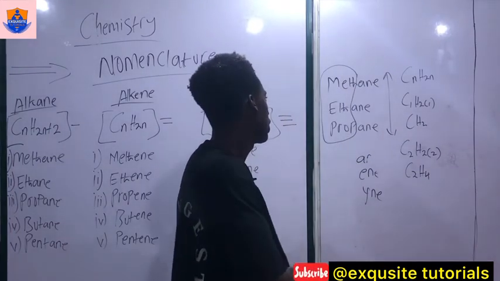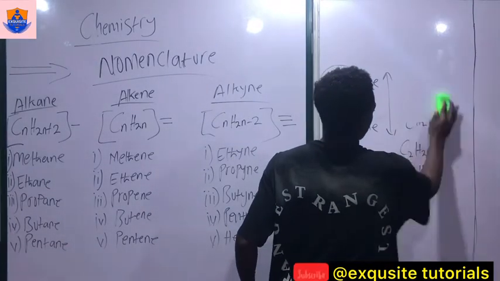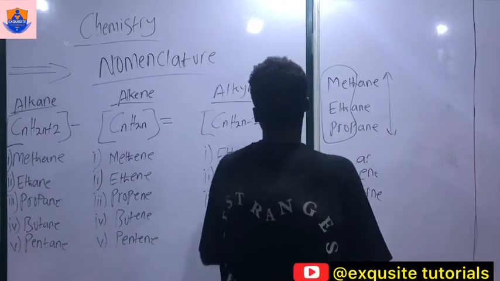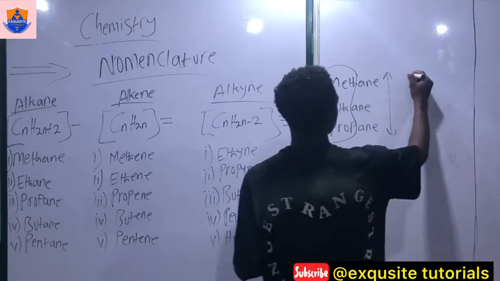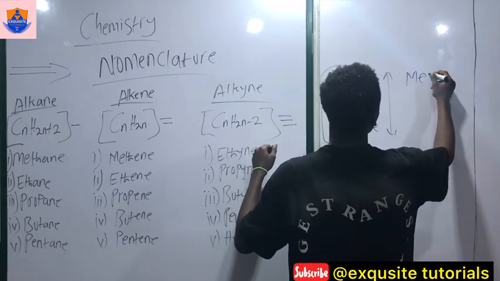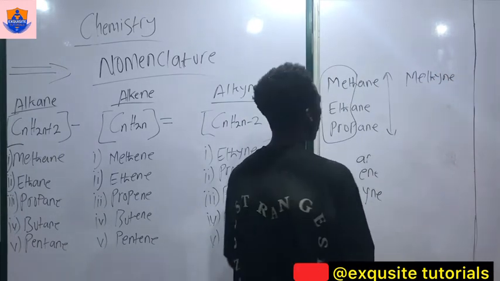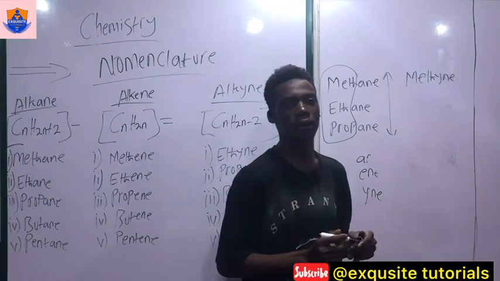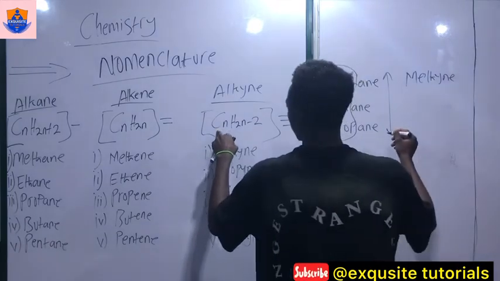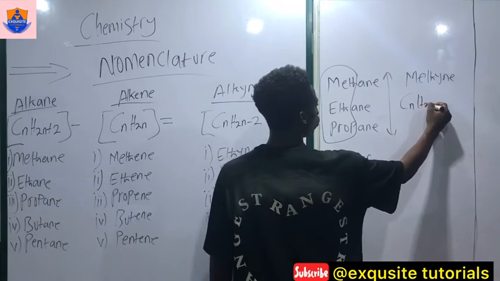Now let's go straight to the alkyne. The alkyne is supposed to be starting with the... sorry, the alkyne, sorry. Now, why is methane not the first member of the alkynes? Let's take a look at this. This is the formula for alkynes, which is CnH2n minus 2.